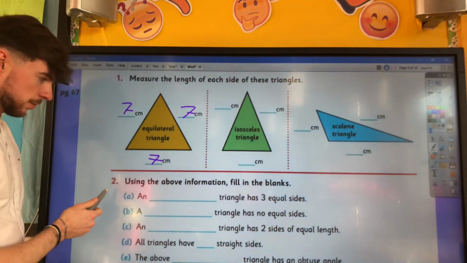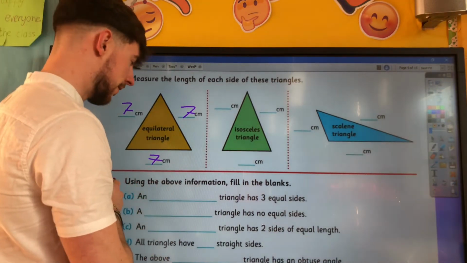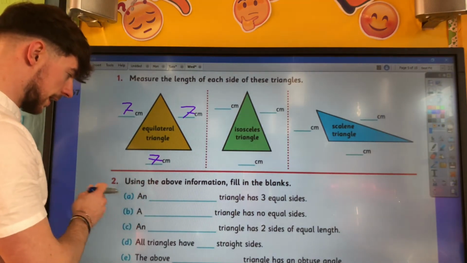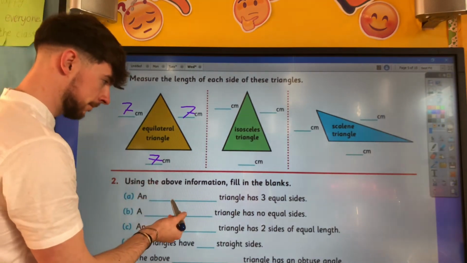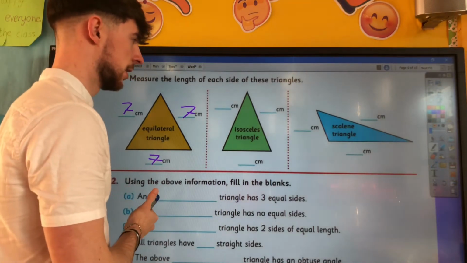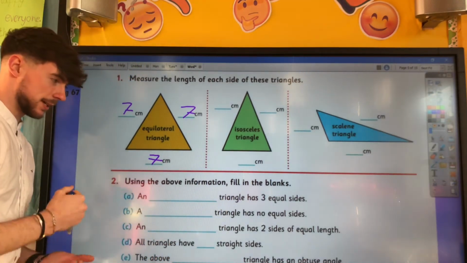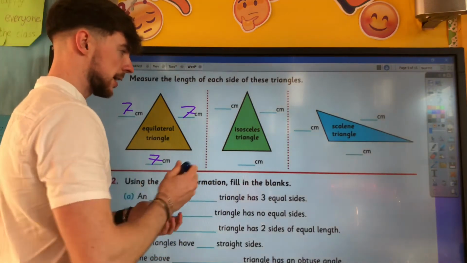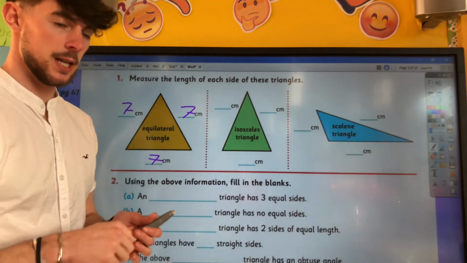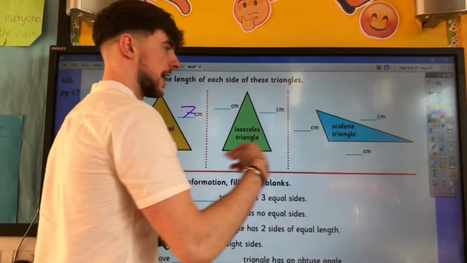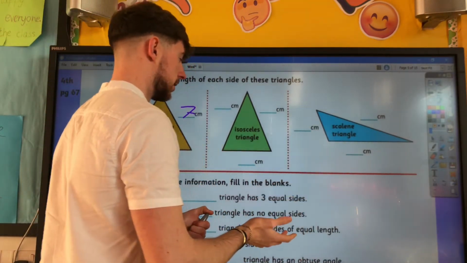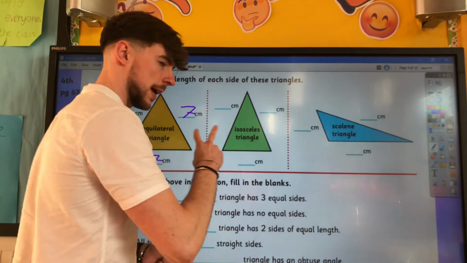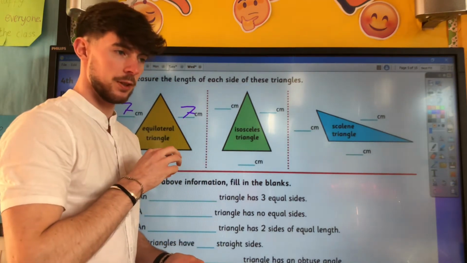Then question 2, using the above information, fill in the blanks, okay? So 2A, a triangle has 3 equal sides. So what triangle do we know has 3 equal sides? An equilateral triangle. This isosceles triangle has how many sides? 2. Okay, and this isosceles triangle has 2 sides of the same length. Okay, 2 angles of the same degree as well.